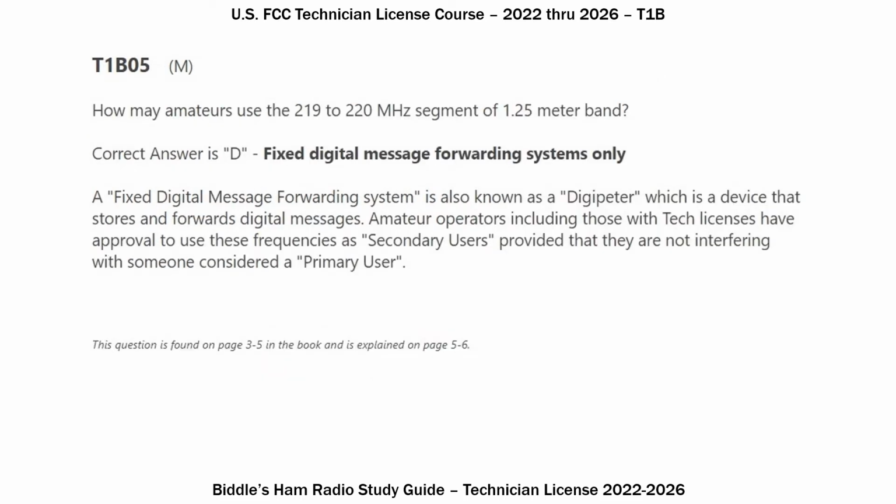Okay, a fixed digital message forwarding system is also known as a digipeater, which is a device that stores and forwards digital messages. Amateur operators, including those with tech licenses, have approval to use these frequencies as secondary users, providing they are not interfering with someone considered a primary user.